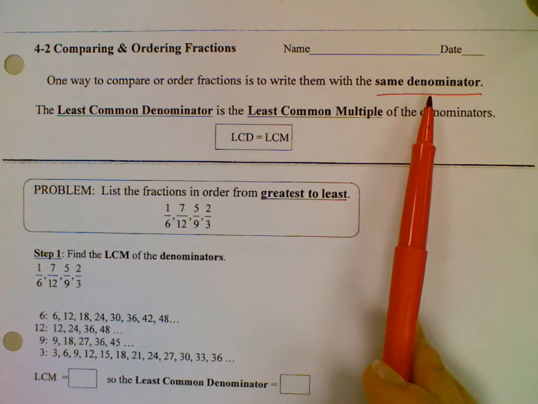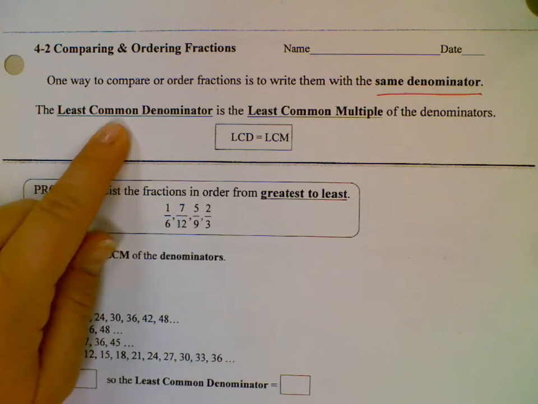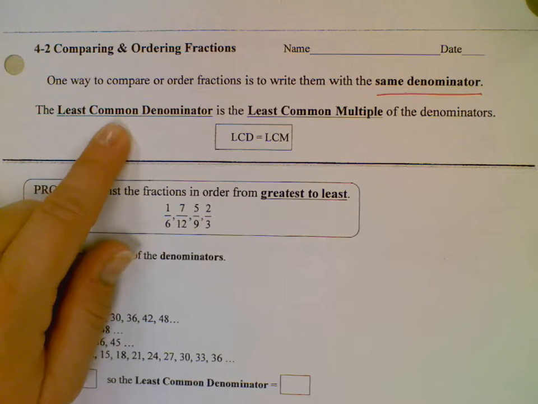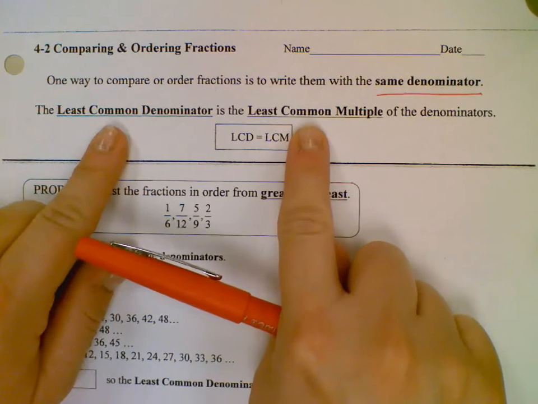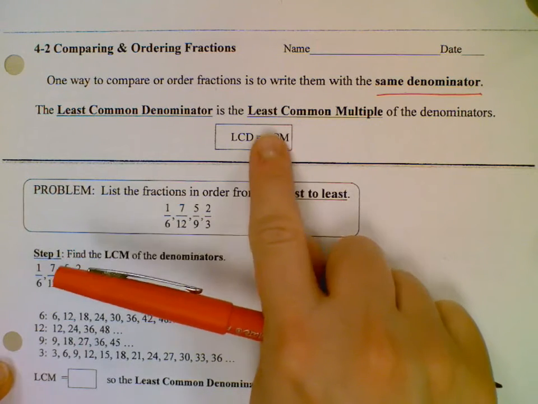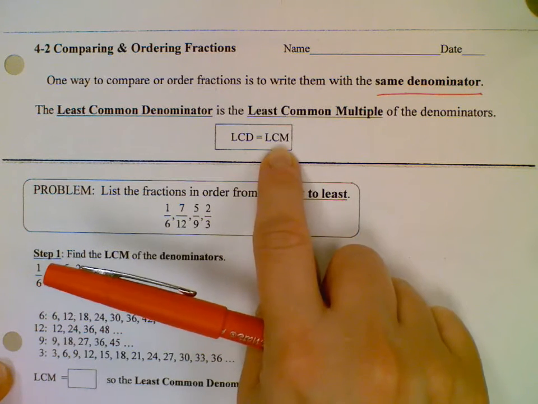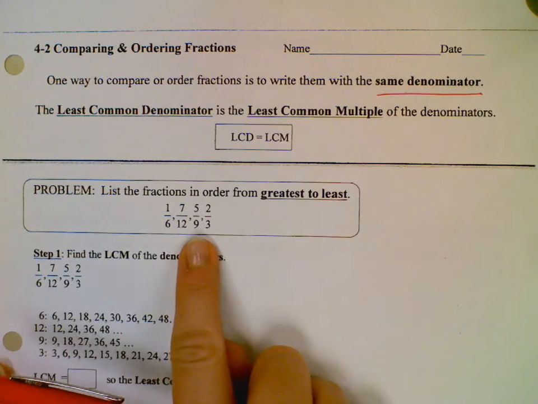And the good news is we want to find the least common denominator, or the smallest common denominator, which you already know how to do. It is the very same process as finding the least common multiple of the denominators. So we sometimes call it LCD for least common denominator, but it really just means least common multiple of the numbers. So let's look at our problem.